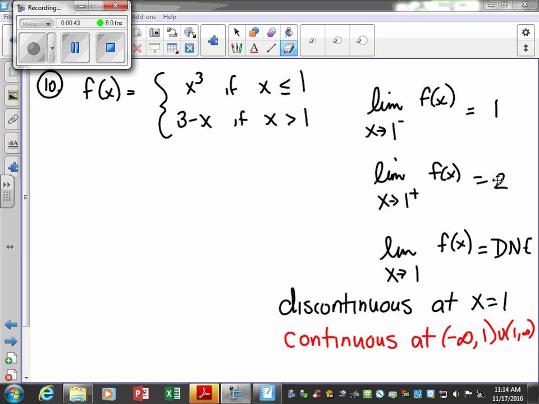Left-hand limit, right-hand limit do not match. The limit doesn't exist. It fails one of our conditions of continuity, so it's not continuous at x equals 1. And if we've established that, then we can determine that it's continuous everywhere else.